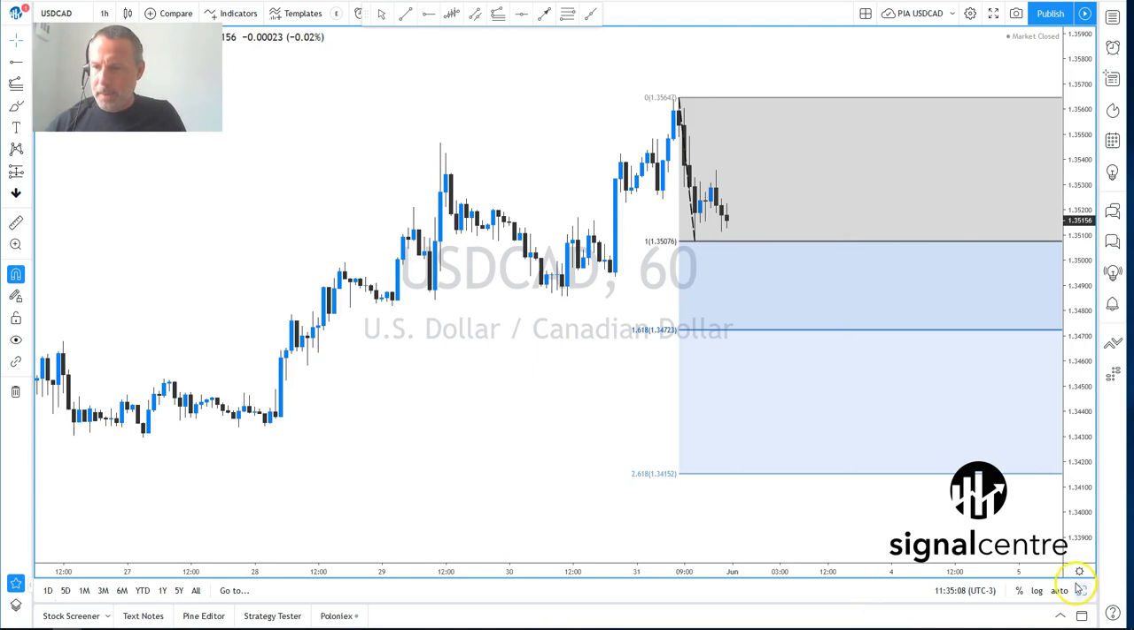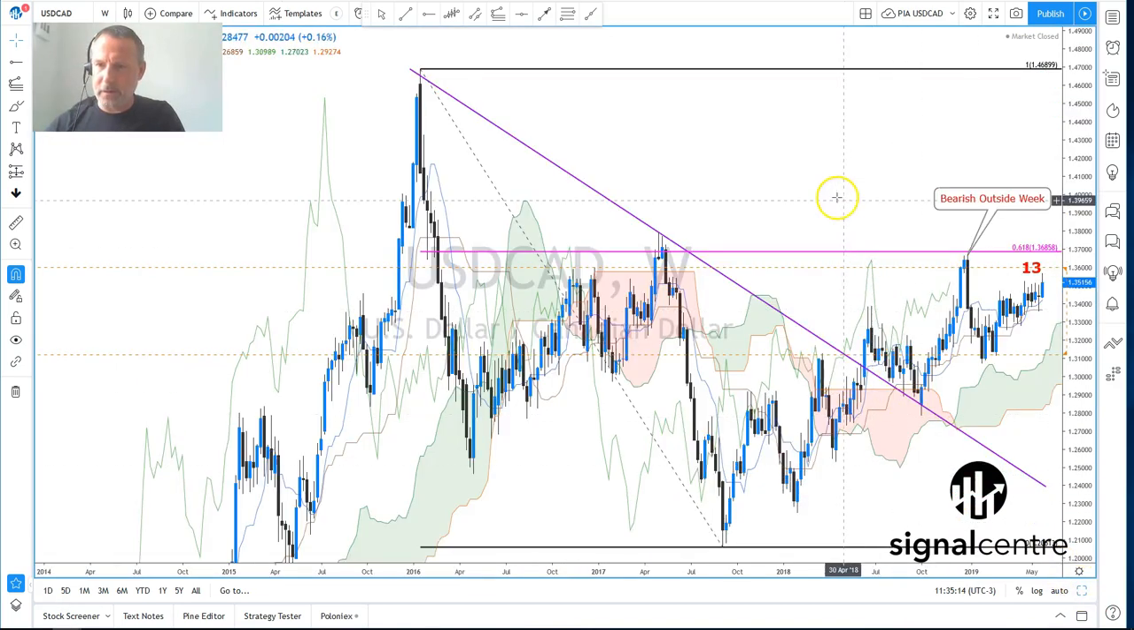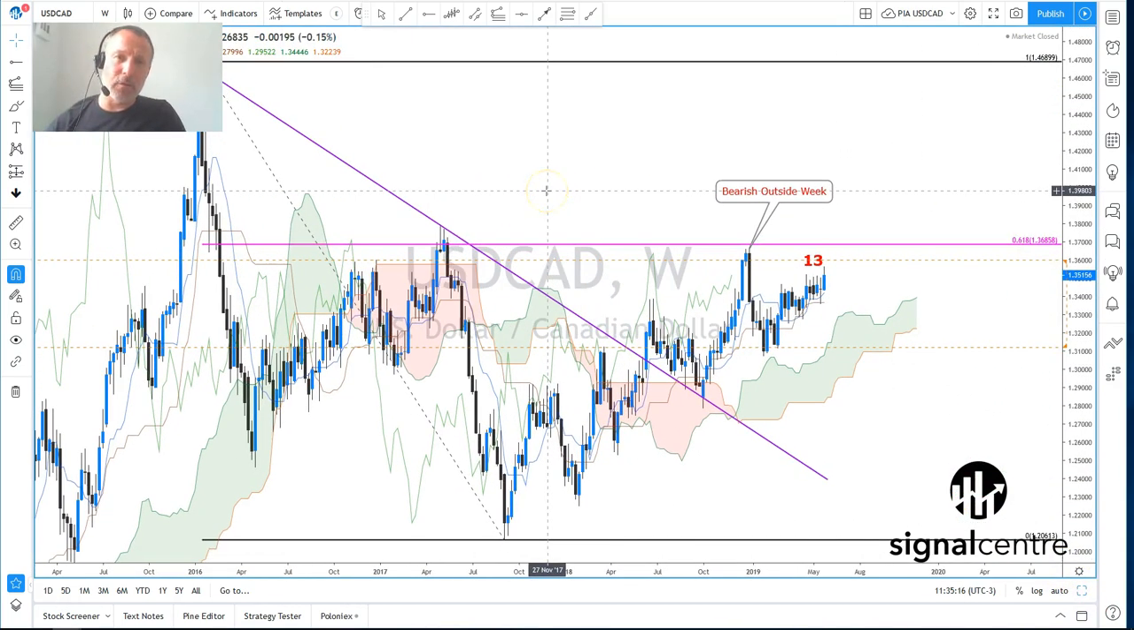Dollar CAD, let's just go back a bit. Let's go all the way out to this time frame. Okay, bearish outside week. Again, we like those outside candles. We've posted a DeMark 13 count on the weekly chart. That often highlights that the trend is coming to an end.